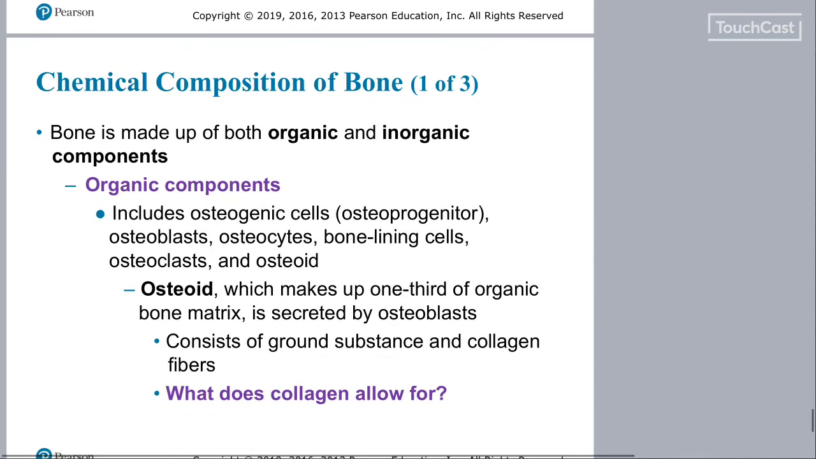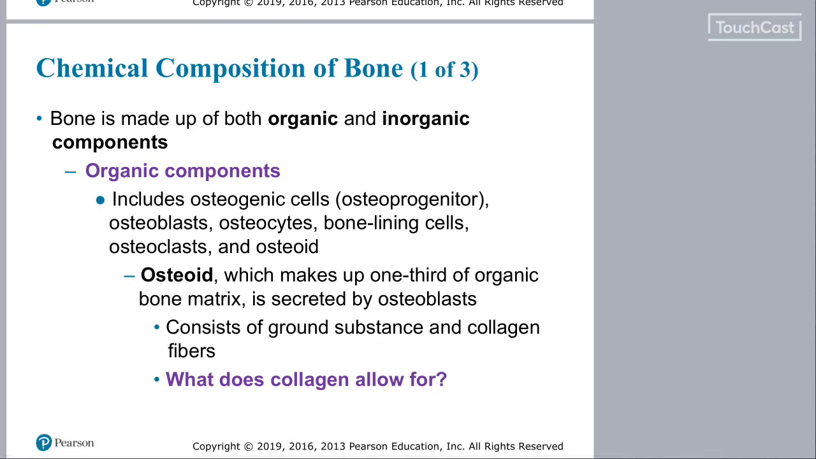So when we look at the chemical composition of bone, we have both organic and inorganic components. Our organic components are the osteogenic cells, osteoblasts, osteocytes, bone-lining cells, and osteoid. The osteoid is the matrix secreted by our osteoblasts. It consists of ground substance and collagen fibers. We know that collagen gives us resiliency, but it also gives us strength.